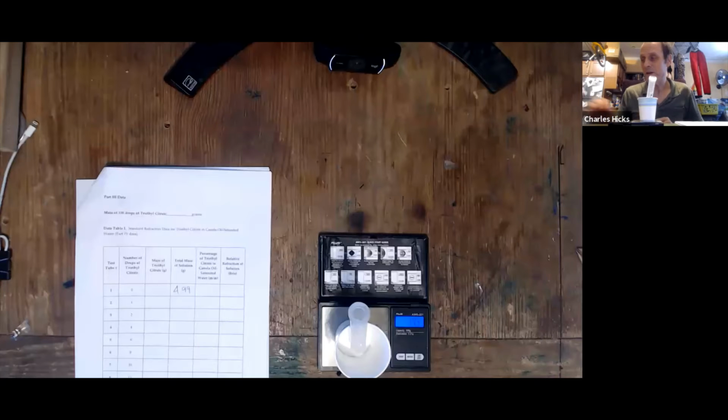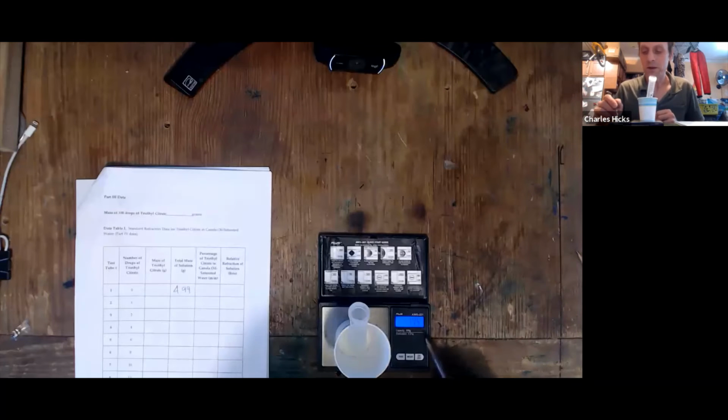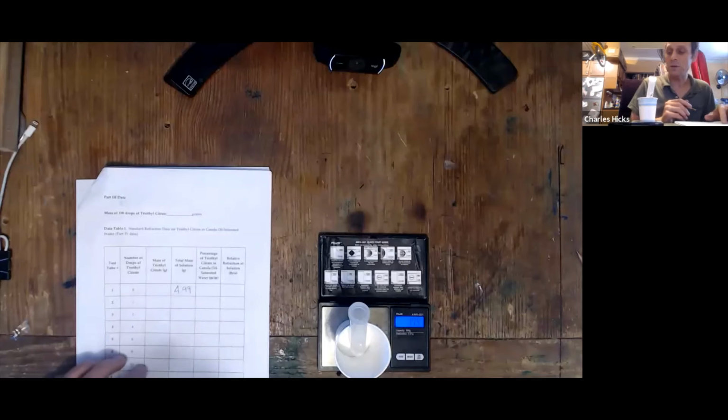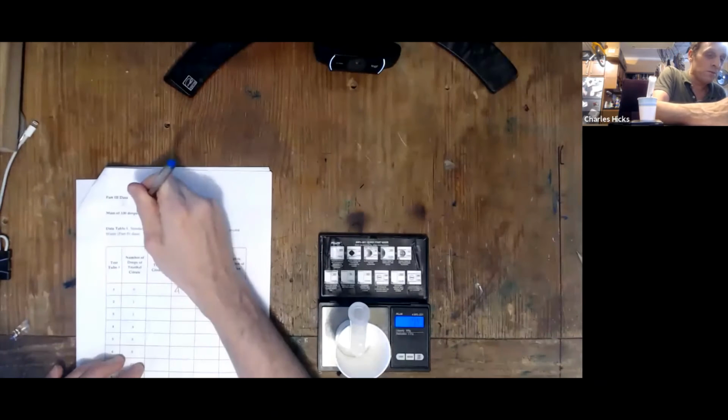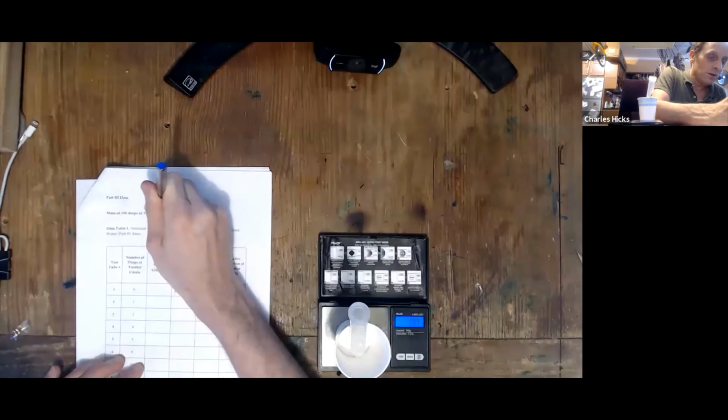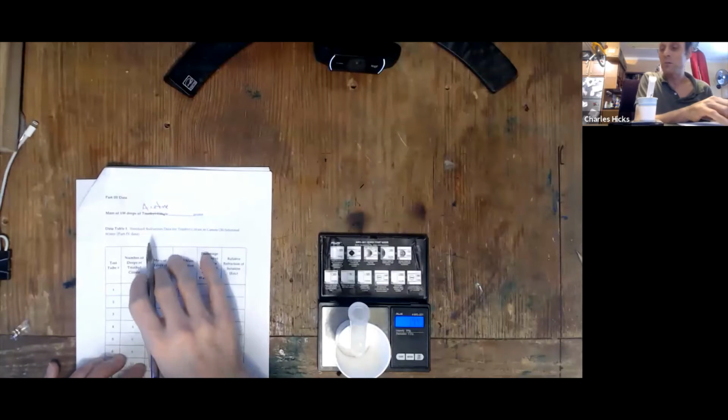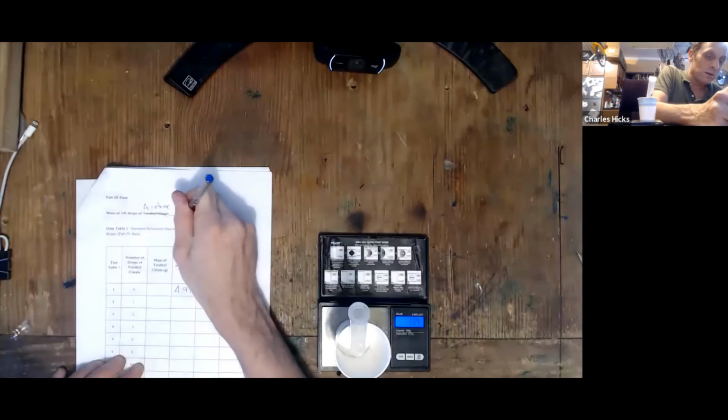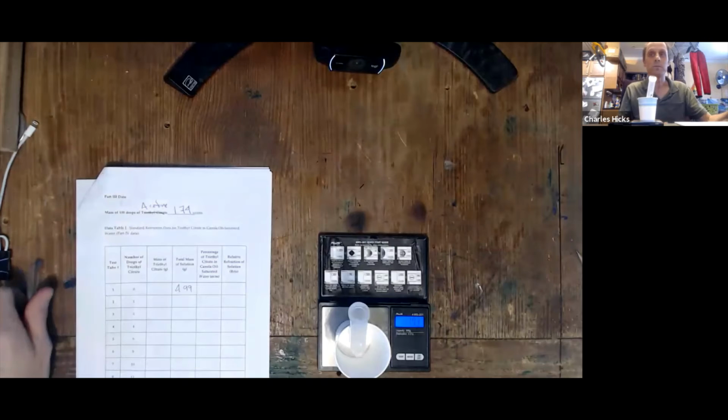Okay, so I counted out 100 drops there, and that 100 drops mass would go here in the data table. For me, that would be acetone. But for you, you would write down the mass of your 100 drops of the triethyl citrate here.